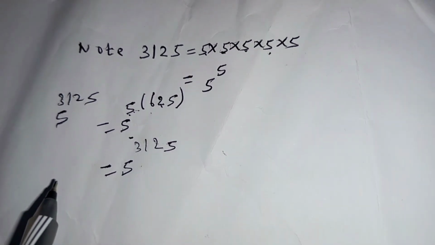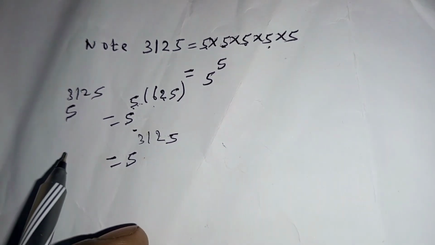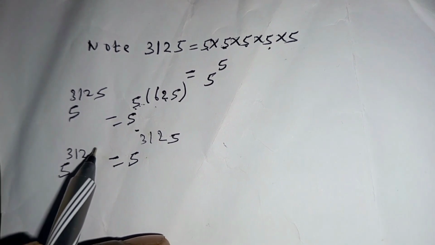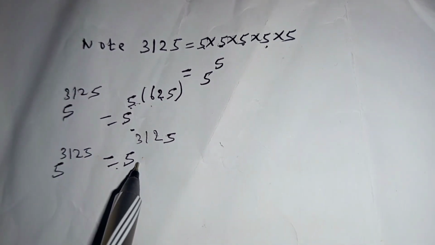So you can clearly see that 5 to the power of 3125 is the same as 5 to the power of 3125, meaning that our equation, which was 5 power t is equal to t power 625, the value of t is equal to 3125.